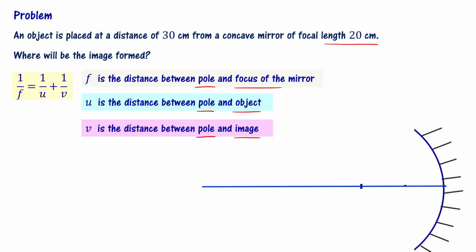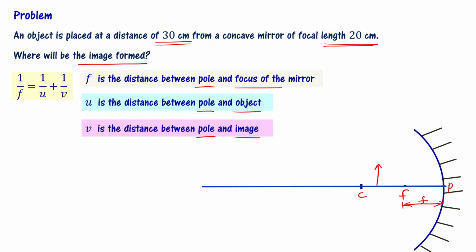Okay, let's say I have a concave mirror as shown here. This is the pole and this is focus and this is center of curvature, right? Now focal length is 20 centimeters, which means the distance between P and F is 20 centimeters. But we have to understand whether it is minus 20 or 20. And the object is placed at 30 centimeters from concave mirror. It means the object is placed somewhere here between C and F. Now we are asked to find where the image is going to form.